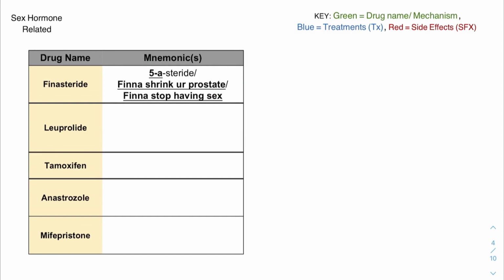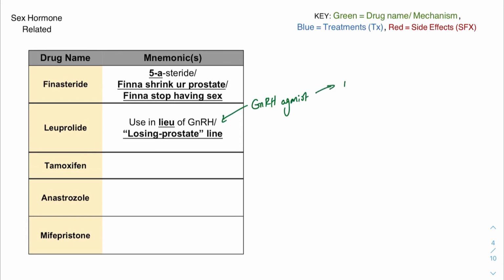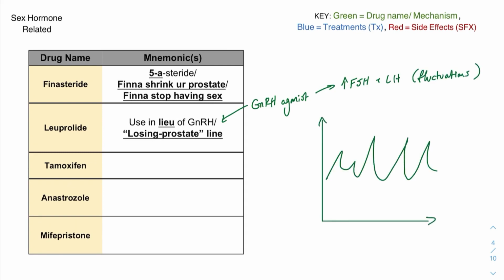Next, we are on to Leuprolide. Now, there's two things with regards to Leuprolide. First is the First Aid mnemonic, where they say using Leuprolide in lieu of GnRH, because this is a GnRH agonist. And normally, with normal fluctuations of GnRH, we're going to be having increased FSH and LH, and that's with the actual fluctuations that are normal over time, in normal hormone regulation.